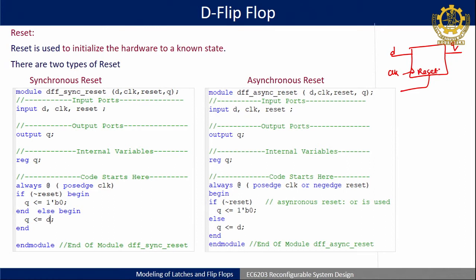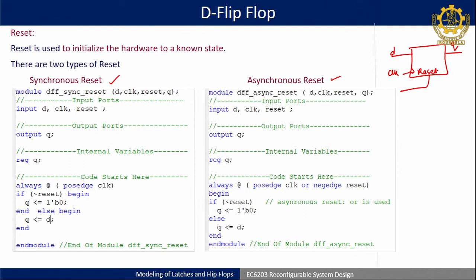As it is synchronous, reset has to be applied in synchronous with the clock. That means priority will be given to the clock over reset in synchronous reset condition, whereas in asynchronous reset condition, reset would be independent of the clock. So, we have to give another priority to reset. That means both can be applied at a time. Reset can be applied independent of the clock applied.